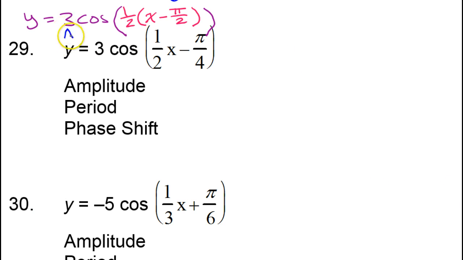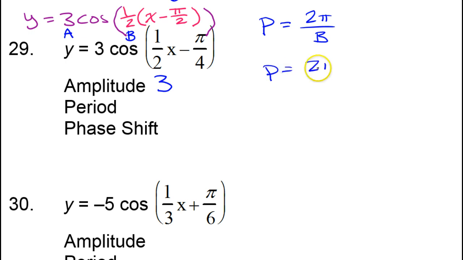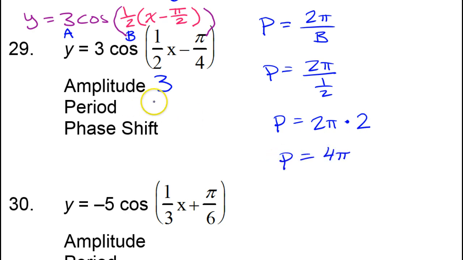Alright, so take a look. This is the A value. So that tells me that the amplitude is 3. This is the B value, the 1/2. That indirectly tells me the period, because the period is always 2 pi divided by the B value, which means that the period is 2 pi divided by 1/2. And when you divide by a fraction, that's the same thing as multiplying by the reciprocal. So that means that the period is 4 pi. So the period will be 4 pi.